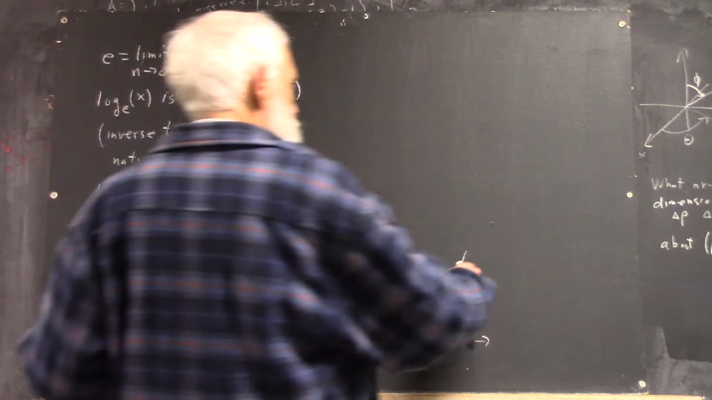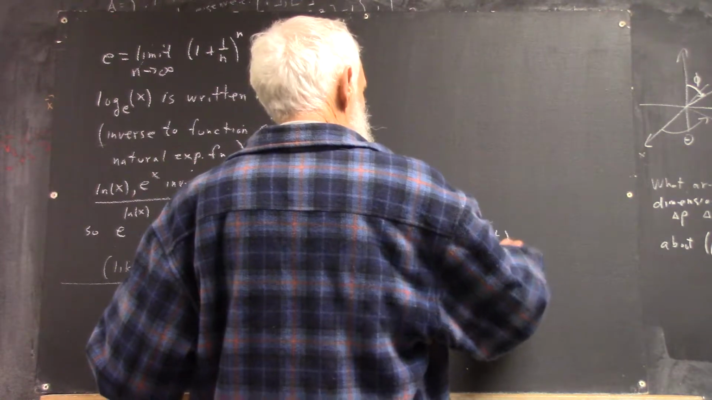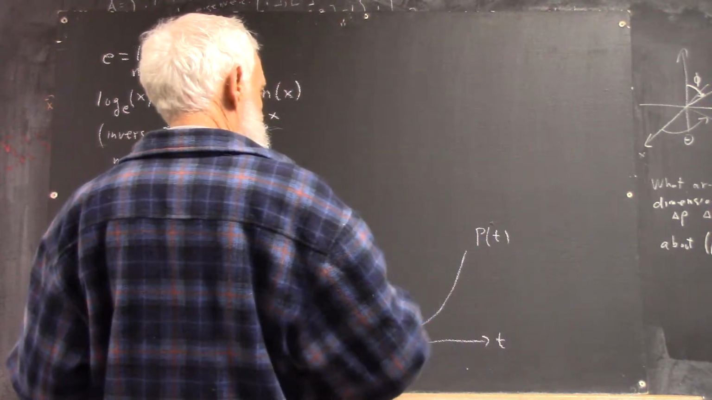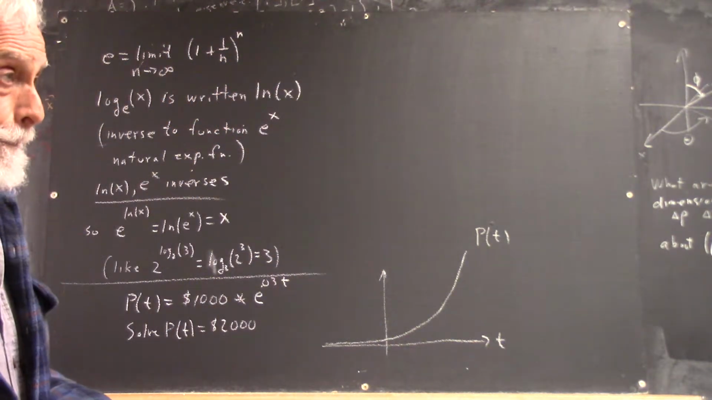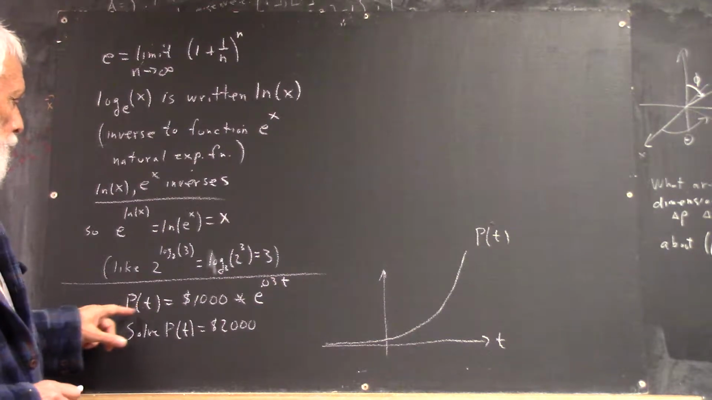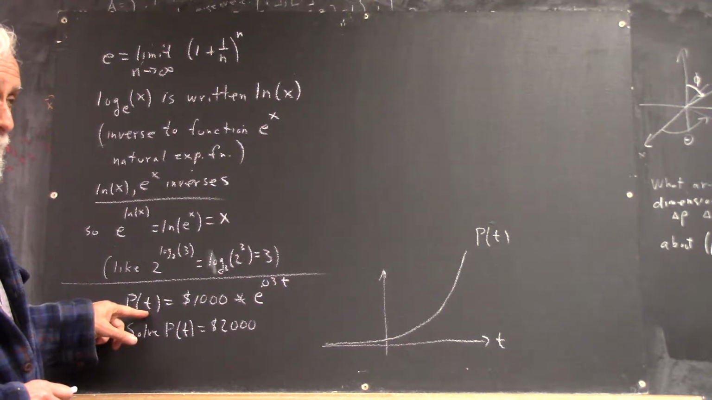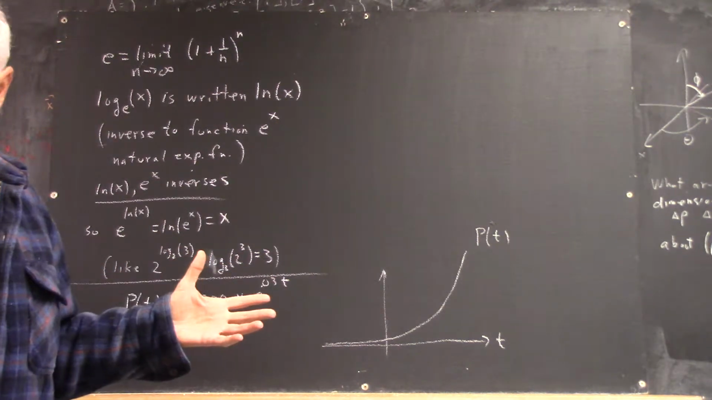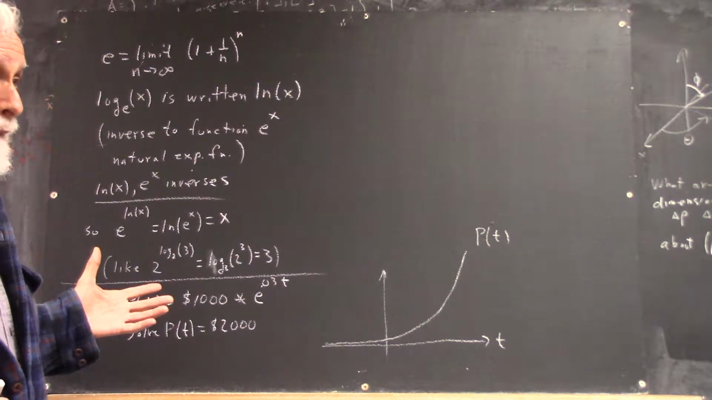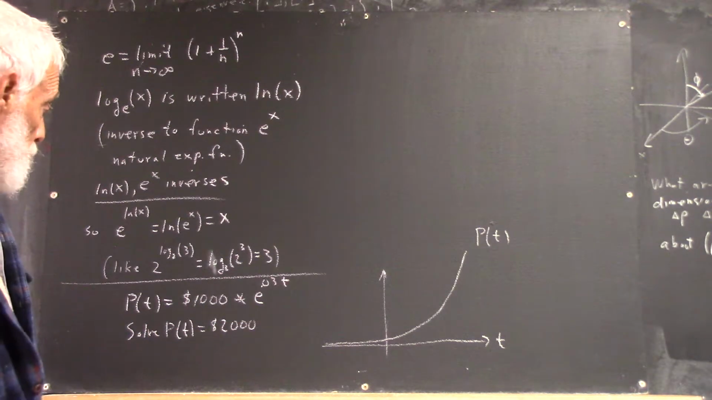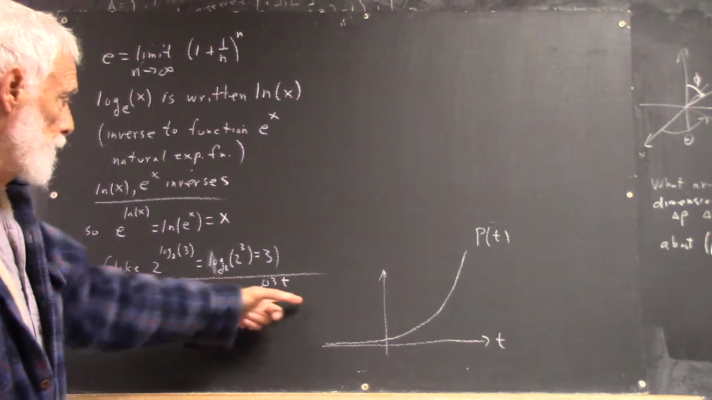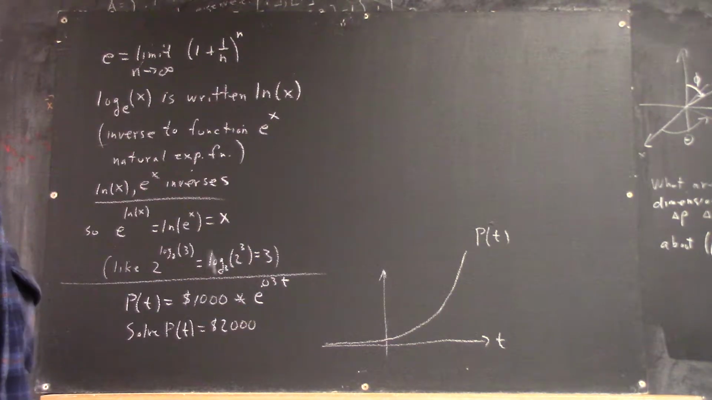Okay, so here's your P of t function. Here's t. What is P of 0? Somebody tell me what P of 0 is. Take this thing here and plug in 0 for t. What do you get?